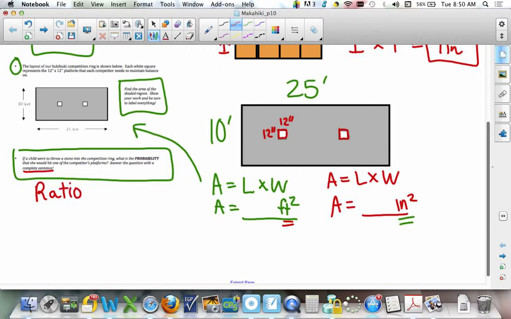Because that's what we've been working with. I want you to think about what the ratio is of the competition platform to the whole area. So in here, in my competition platform, versus the area of my whole area. That should help you think it through, and that's kind of a bonus challenge question. Good luck.